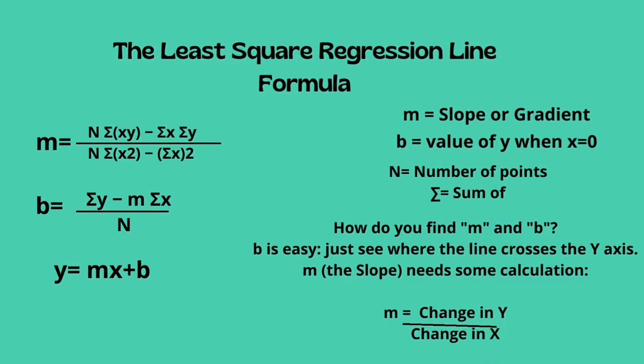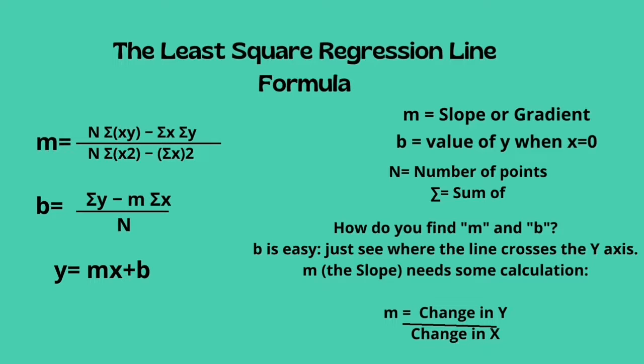So here is the least squares regression line formula. We have here three formulas, wherein y is equal to mx plus b. M and b have special formulas. M stands for the slope or gradient, b refers to the value of y when x is 0, and n is the number of points. So how do we find m and b? B is easy because we can see where the line crosses the y-axis, and m as a slope needs some calculation, with the formula of m equal to change in y divided by change in x.